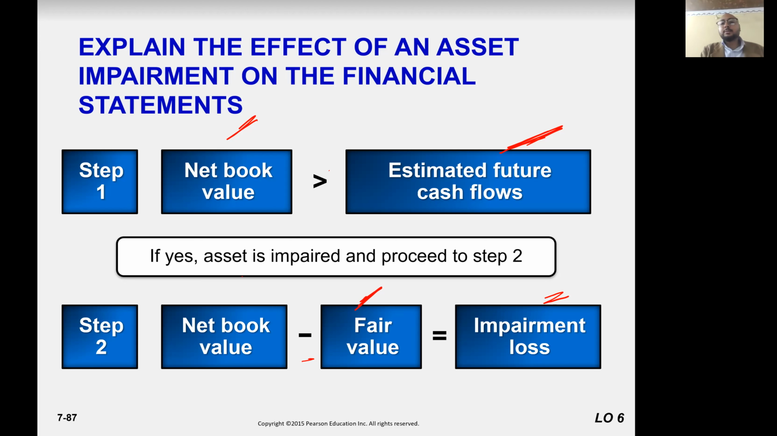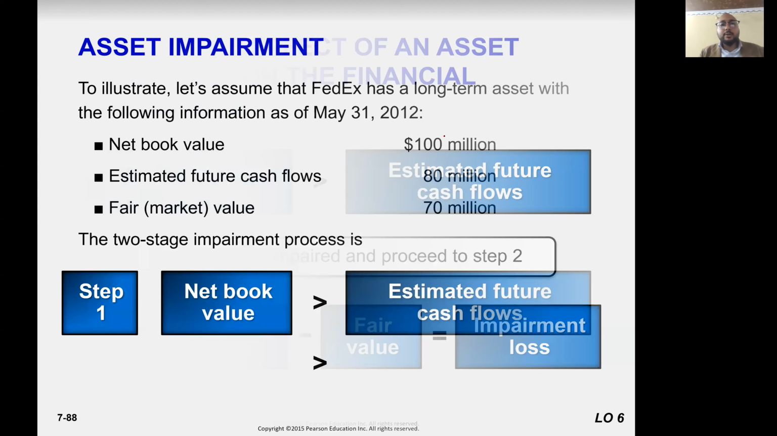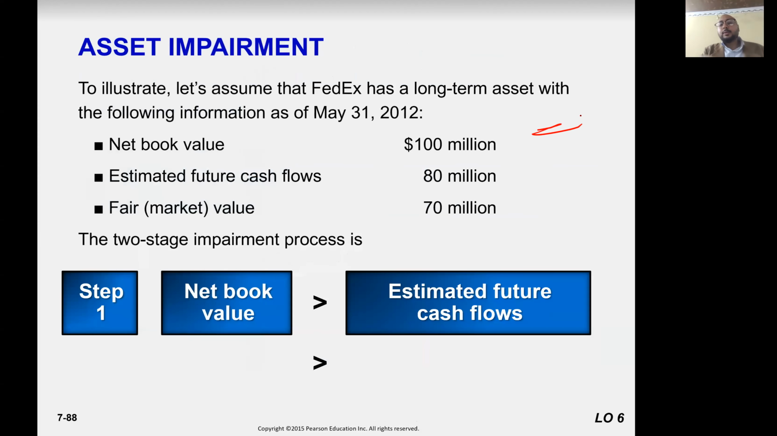Some students just subtract net book value minus future cash flow. That is not impairment loss. That is the first condition for impairment. So I have included a very nice example here. We have FedEx, which has long-term assets with the following information on May 1st, 2012. Net book value is 100 million. Estimated future cash flow is 80 million and fair market value is 70 million.